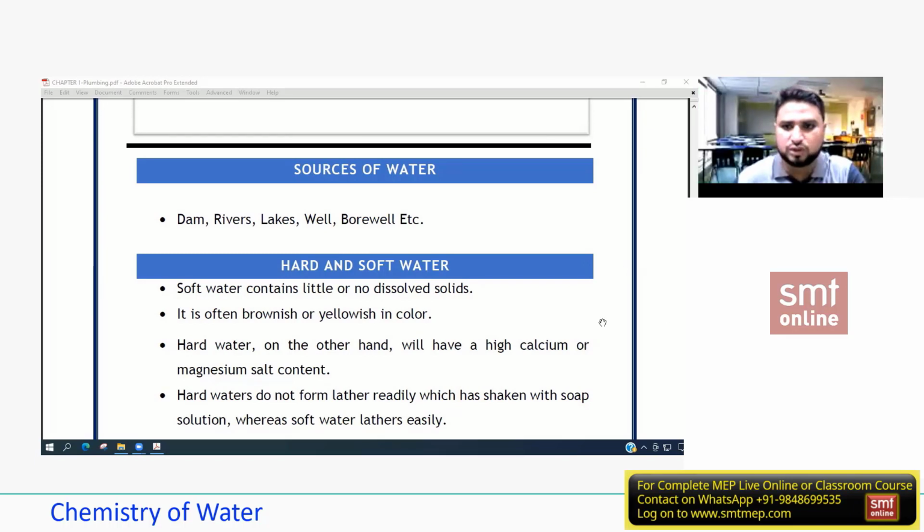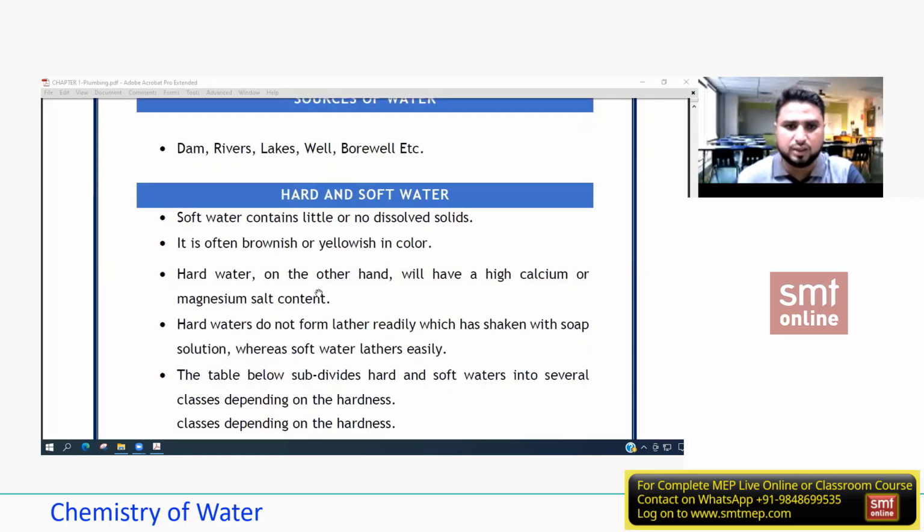Okay, so we know this. But let's see more in detail. So first of all, what is soft water and hard water? We're seeing now. The soft water contains little or no dissolved solids. That is talking about TDS, that is total dissolved solids. By seeing this only, you can say whether the water is hard or not.